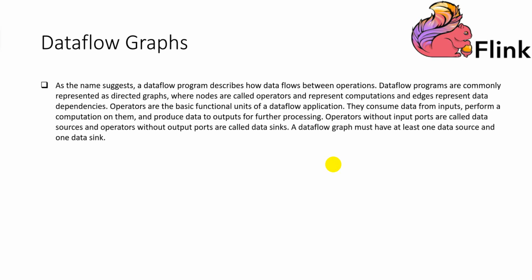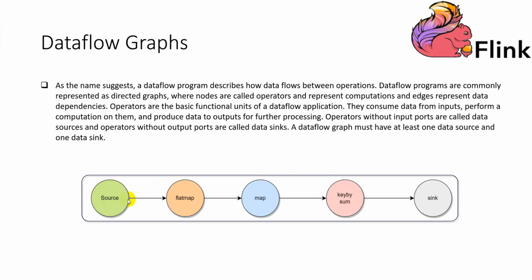As the name suggests, a data flow program describes how data flows between operations. Data flow programs are commonly represented as directed graphs. Nodes are called operators and represent computation, and edges represent data dependency. Operators are the basic functional units of the data flow application. They consume data from inputs, perform a computation on them, and produce data to outputs for further processing.